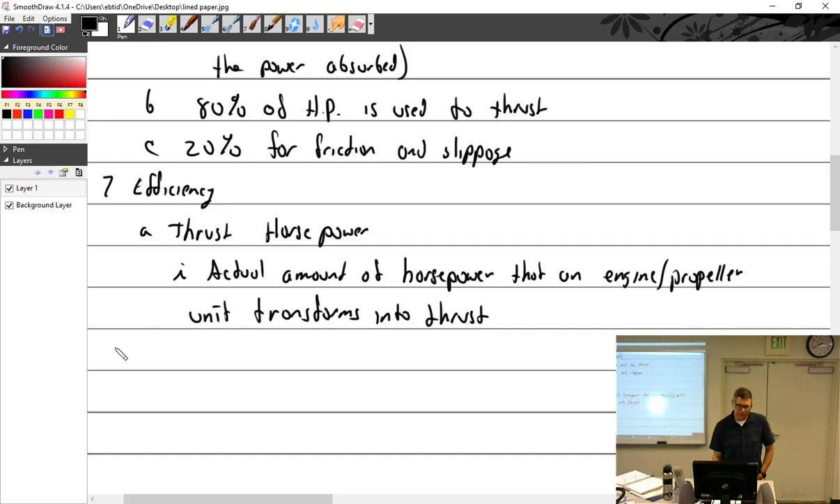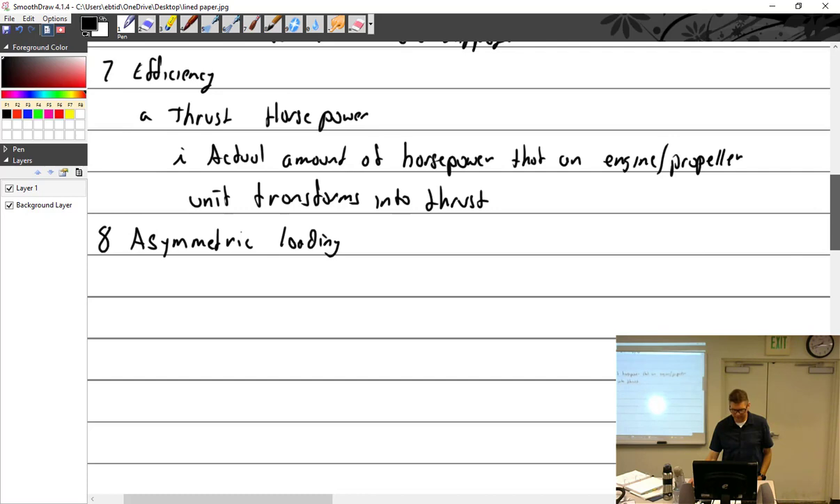All right, so some of you have had Aero 300, some have not. So for some of you this will be review, for some not. Asymmetric loading. What is asymmetric loading of a propeller?